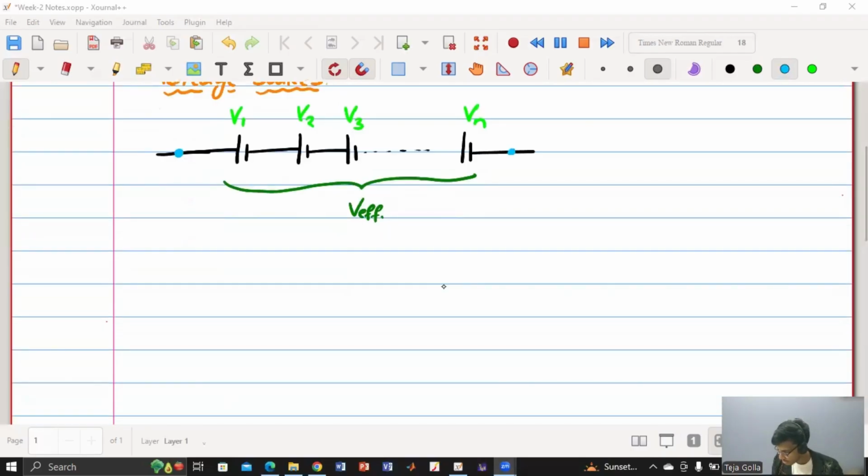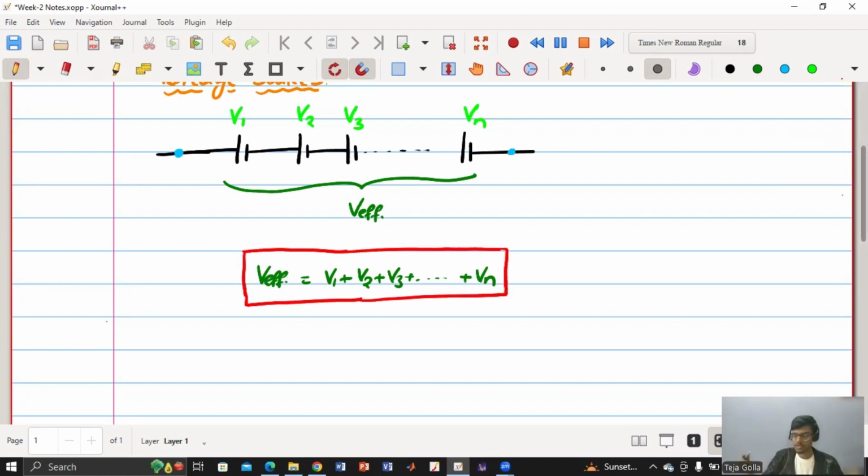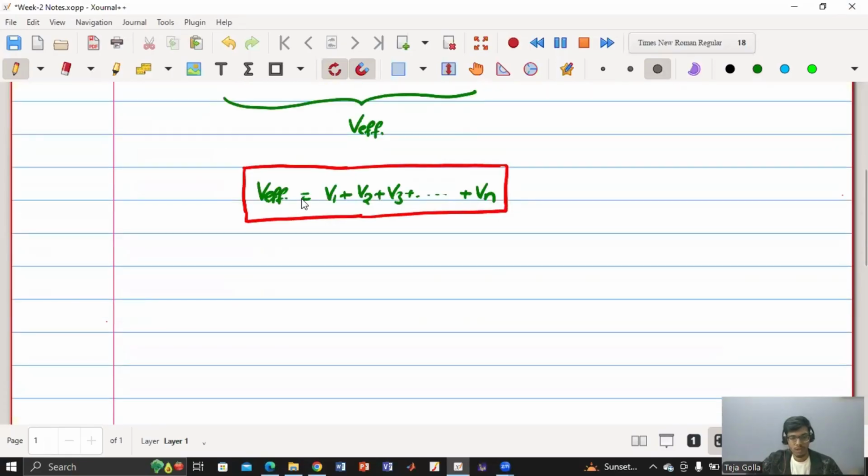So I'm writing down the effective voltage. V effective is V1 plus V2 plus V3 up to plus Vn. So this is the overall effective voltage. If I connect n voltage sources in series, then the net voltage source will be the summation of these individual voltage sources. I hope it is clear until this point.